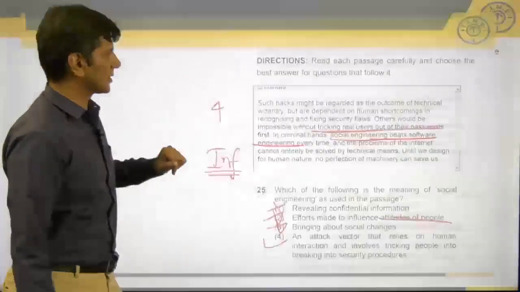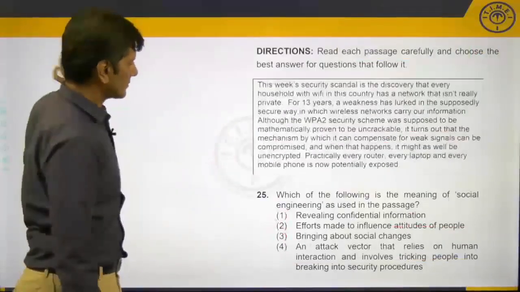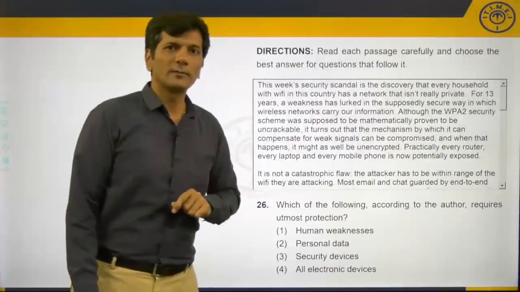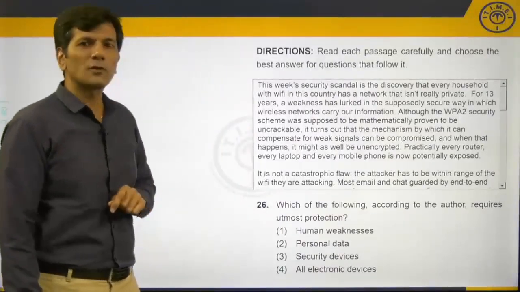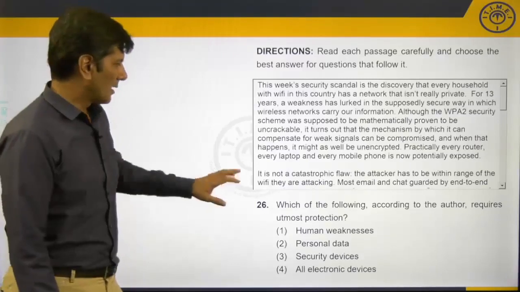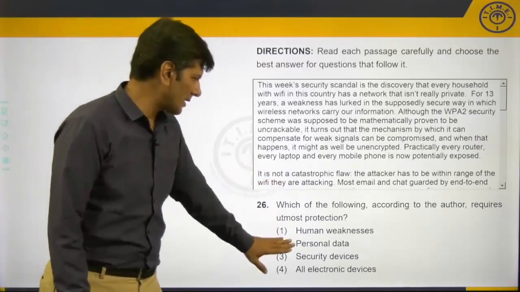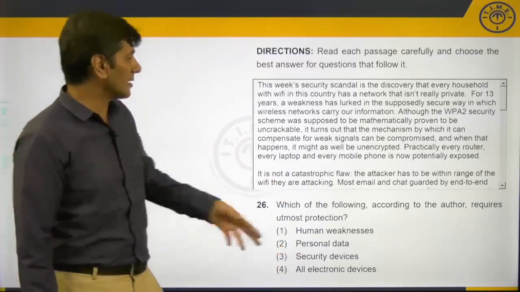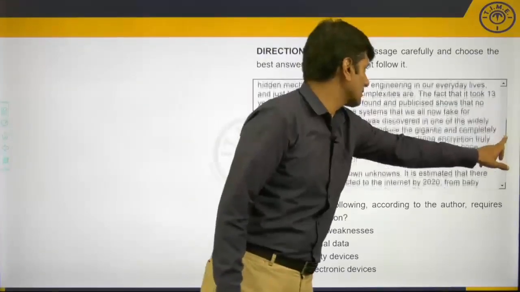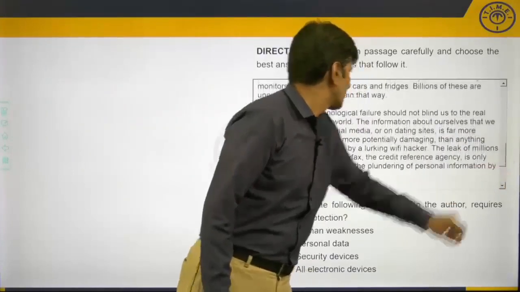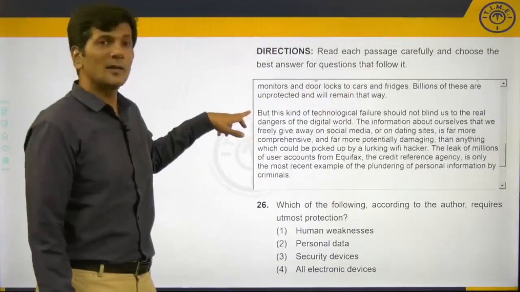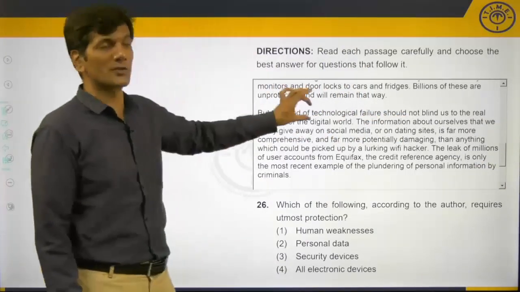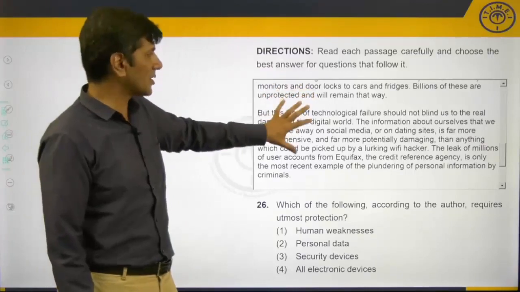Let's take a look at the next question. 26. Which of the following, according to the author, requires utmost protection? You have human weaknesses, personal data, security devices, all electronic devices. Now, the author is very clear in one of the paragraphs, the penultimate paragraph, where he says that this kind of technological failure should not blind us to the real dangers of the digital world.